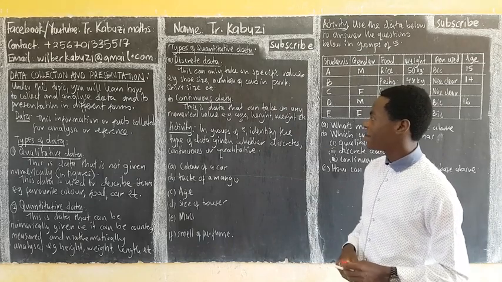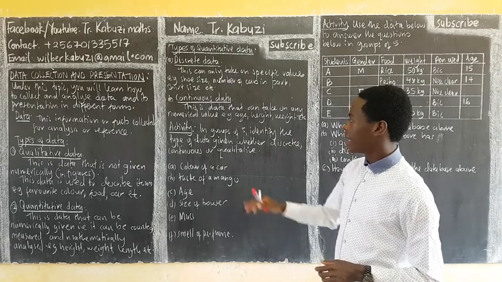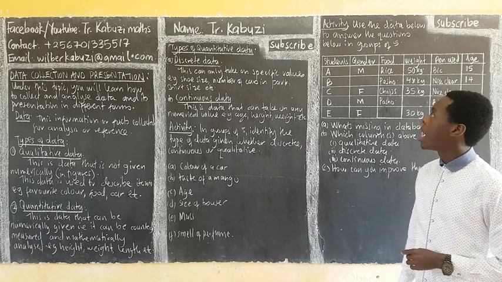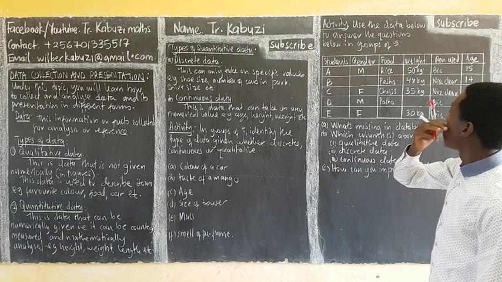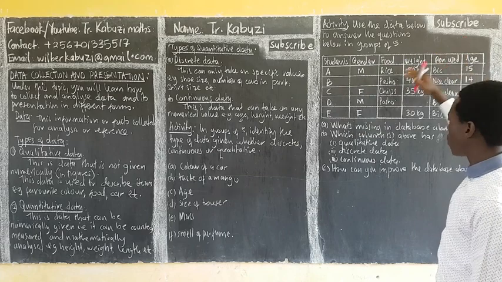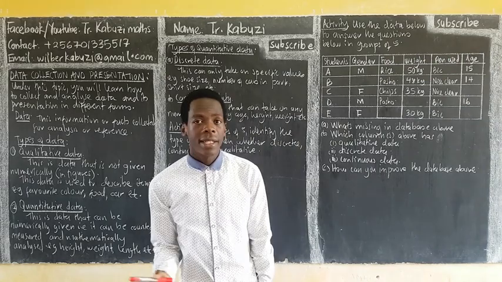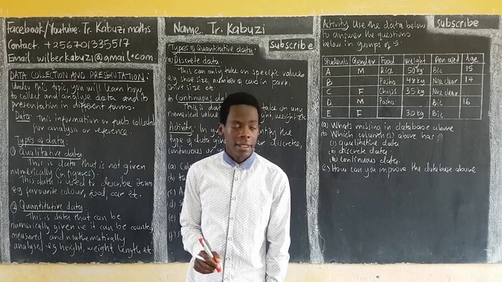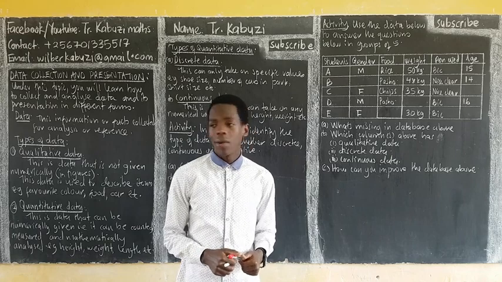Now let us start by doing this activity. In groups of 5, identify the types of data given, whether discrete, continuous, or quantitative. Then use the table below to answer the questions that follow, in groups of 5. Here they are giving you students, gender, food, weight, and so on. So it's up to you to describe. You are going to use roughly 10 minutes for these two. I'm going to sample the groups, then we see what follows.